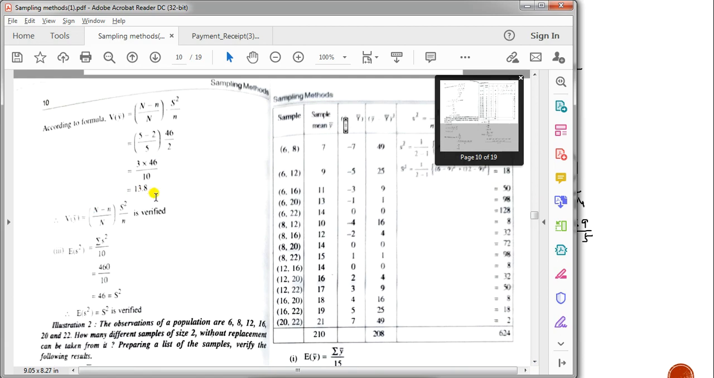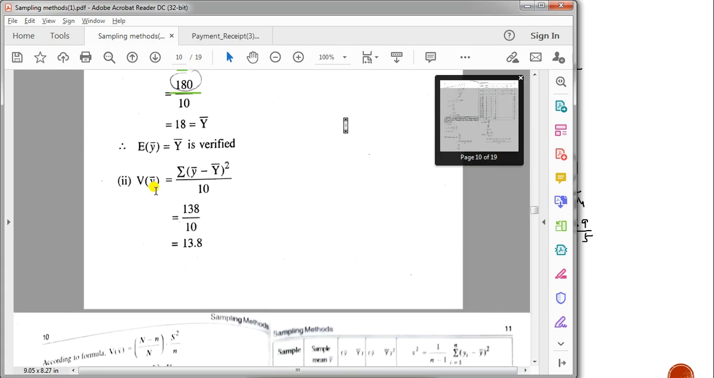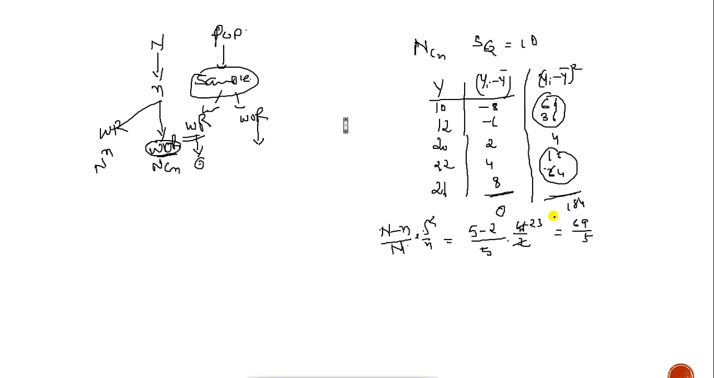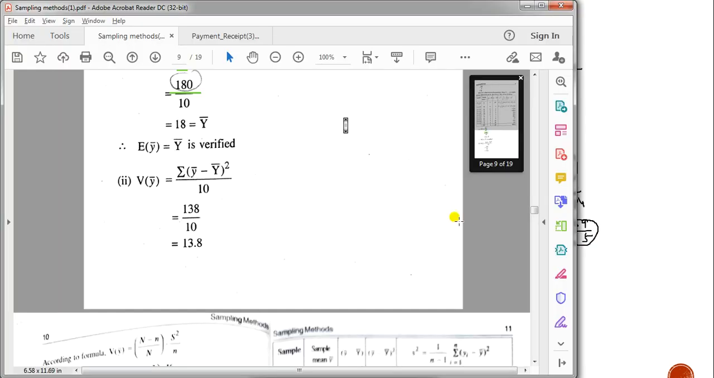V of y bar is equal to, they have not calculated the number, so let me do it. Yes, here it is. V of y bar is the sum of y bar minus capital Y bar square upon 10. So 138 upon 10 is equal to what? 13.8. And according to the formula we get the same answer, 13.8. So again we have verified the result.